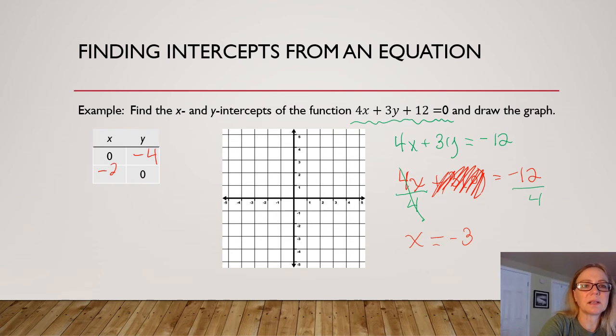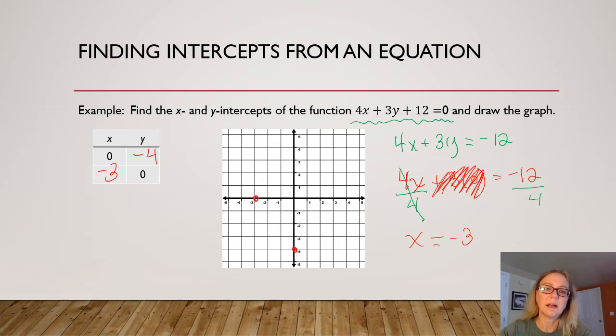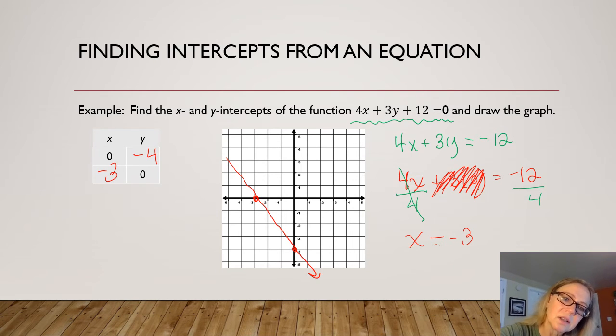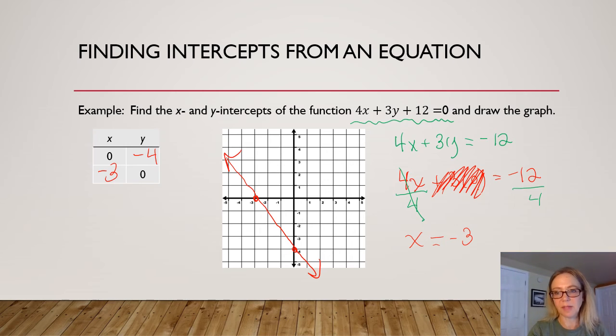And that's my x-intercept. So when I plot the y-intercept of negative 4 and the x-intercept of negative 3, I can then connect my dots and extend to draw the graph of that particular equation.